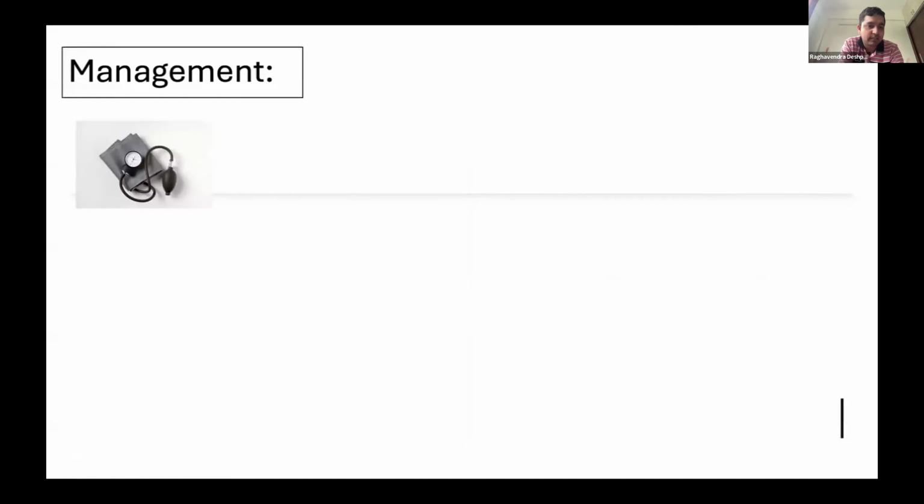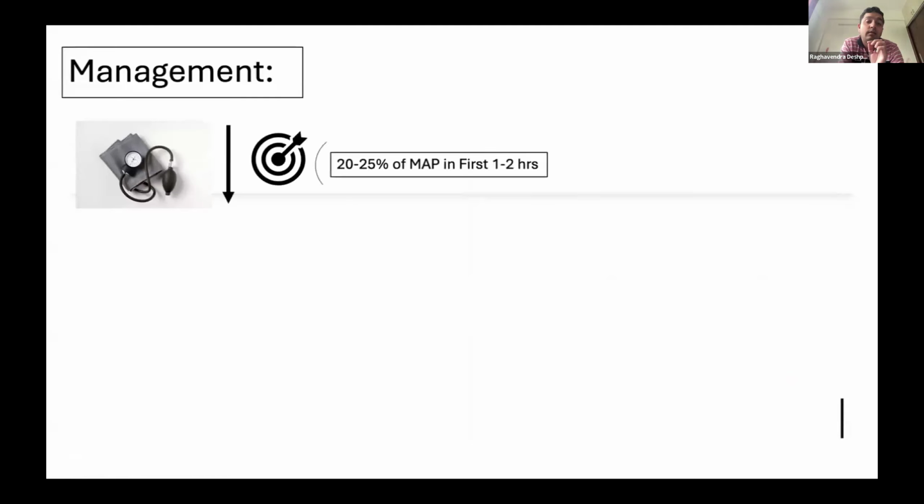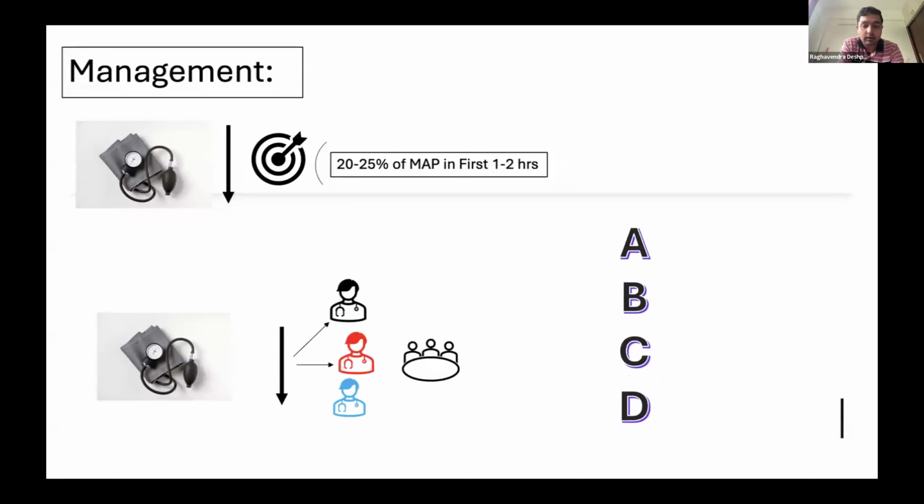So always, what is the target? Our prime target is to reduce the blood pressure. How? It should be reduced by 20 to 25% of mean arterial pressure in the first 1 to 2 hours. Apart from that, how do we approach? It is always a team approach. And before that, we need to see the patient, how is the condition of the patient, which we usually do by the ABCD approach. Most ER physicians and ICU physicians will use this in acute crisis management.